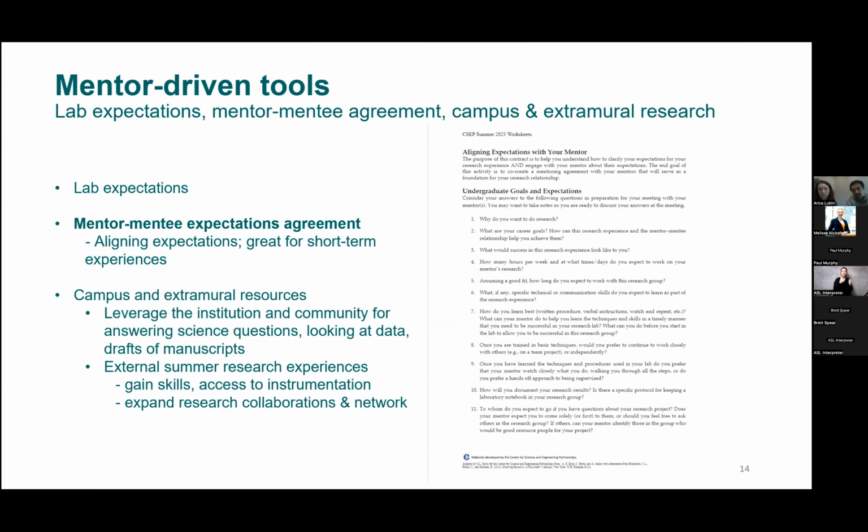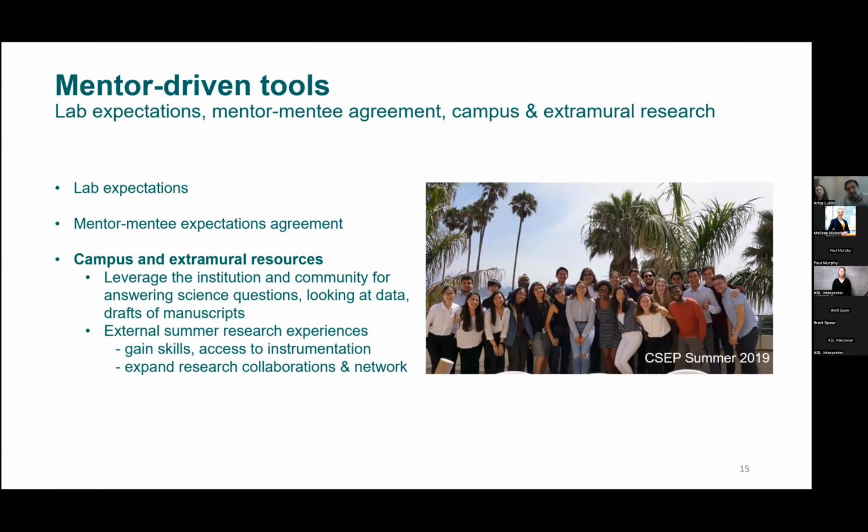And so we will also provide this resource at the end of the presentation. The last piece with these mentor-driven tools is a little bit more broad because we're all coming from various organizations. What we wanted to convey is that these are two ways of lab expectations and mentee agreements that are direct for a PI in the research group.